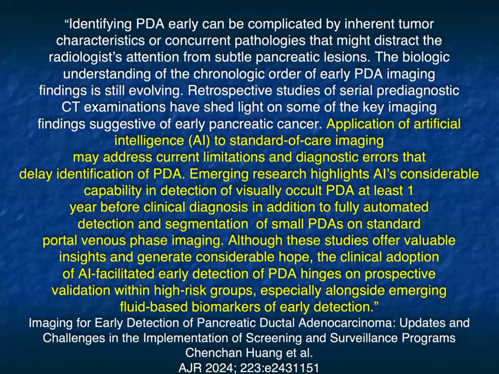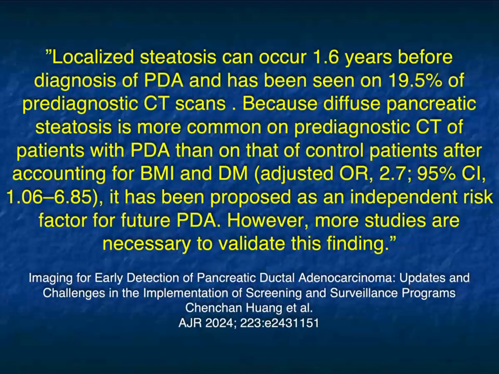Application of artificial intelligence to standard of care imaging may address the current limitations and diagnostic errors that delay identification of pancreatic cancer. Emerging research highlights AI's considerable capability in detecting visually occult pancreatic cancers at least 1 year before clinical diagnosis, in addition to fully automated detection and segmentation of small pancreatic cancers on standard portal venous imaging. Although these studies offer valuable insight and generate early detection of pancreatic cancer, it hinges on prospective validation. So again, work needs to be done.